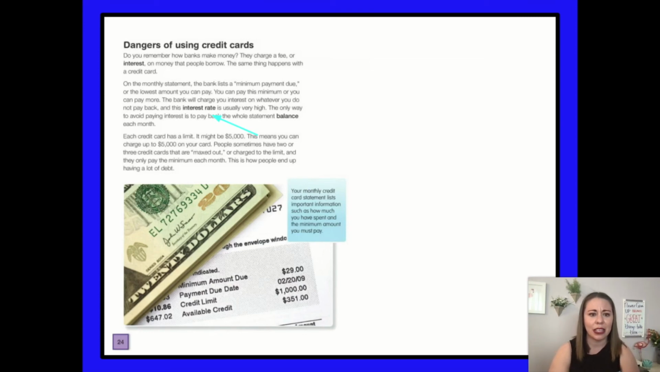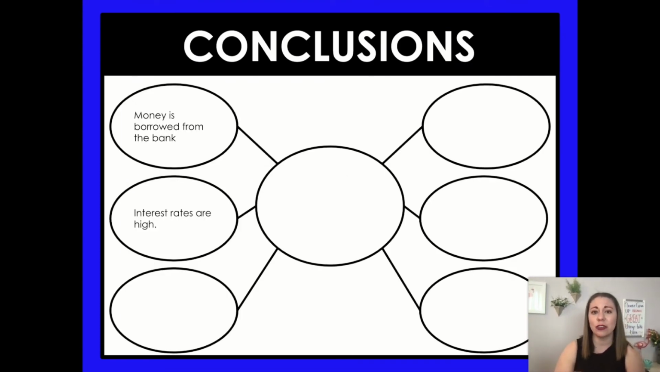Right? What about here? It says you have to pay back an interest rate, which is usually very high. That means that you're paying more than what you actually spent on the item. So the interest rates are high. Say you borrow $20, you end up paying back like $25 for the item instead of just the $20 that it actually cost.